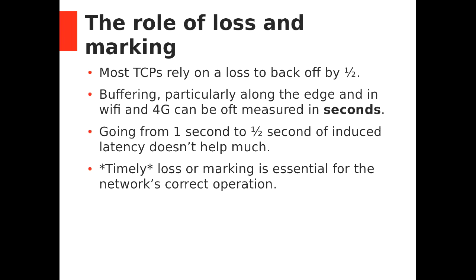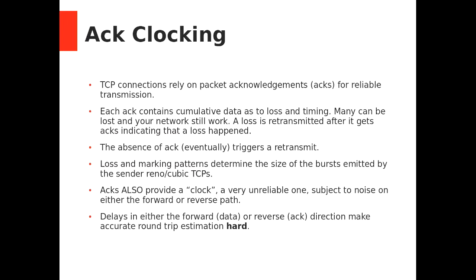Most TCPs rely on that loss to back the rate off by a half. That's mathematically proven. 11 orders of magnitude is a safe number to keep the internet from collapsing again like it did in 1986. However, in those days, we had a 4-packet buffer. These days, it's frequently measured in the thousands and sometimes measured in seconds. And we didn't design TCP for that. Timely loss or marking is necessary for the network's correct operation.